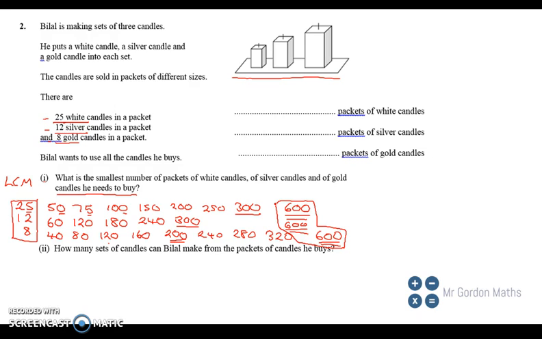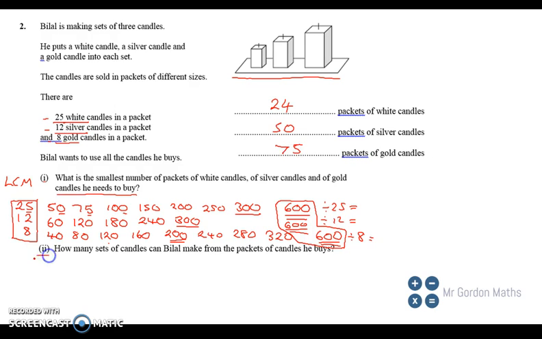Well, how many packs is that? So we need to think 600 divided by 25 for the top. 600 divided by 12. How many 12s go into there? 600 divided by 8. And I would reach for your calculator to help you out, because these are going to be the answers that you need to put into the answer slots. So when we do 600 divided by 25, that's 24 packets of white. When we do 600 divided by 12, that's 50 packets there. 600 divided by 8 is 75. So that's the first part done.